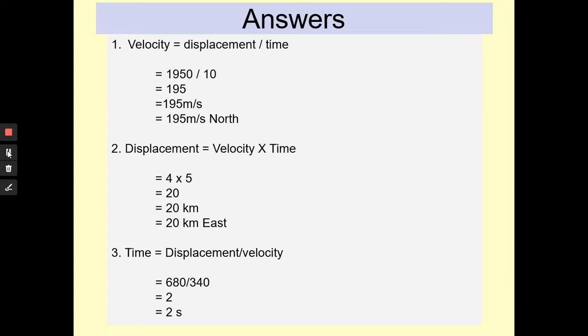So just to reiterate here, we've got velocity and displacement are vectors, and so need a distance and a direction, or a speed, but time isn't a vector. We just have to give the unit in seconds there.